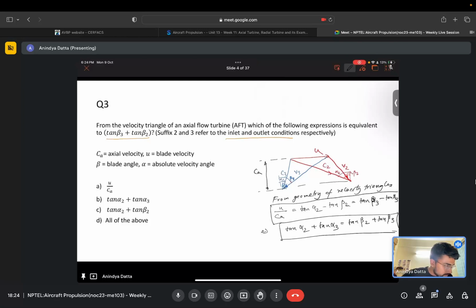All right, so this is what we get from the geometry of the velocity triangle. Now the question asks which of the following expressions is equal to tan beta 2 plus tan beta 3. That will be equal to tan alpha 2 plus tan alpha 3. So the correct answer will be option B. Okay, clear?